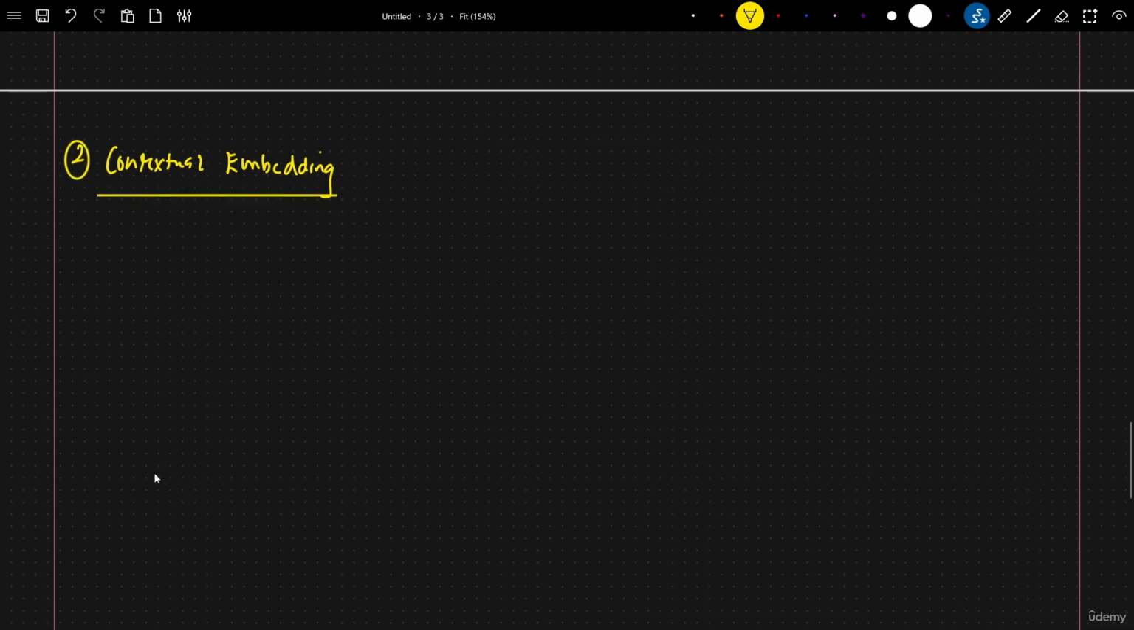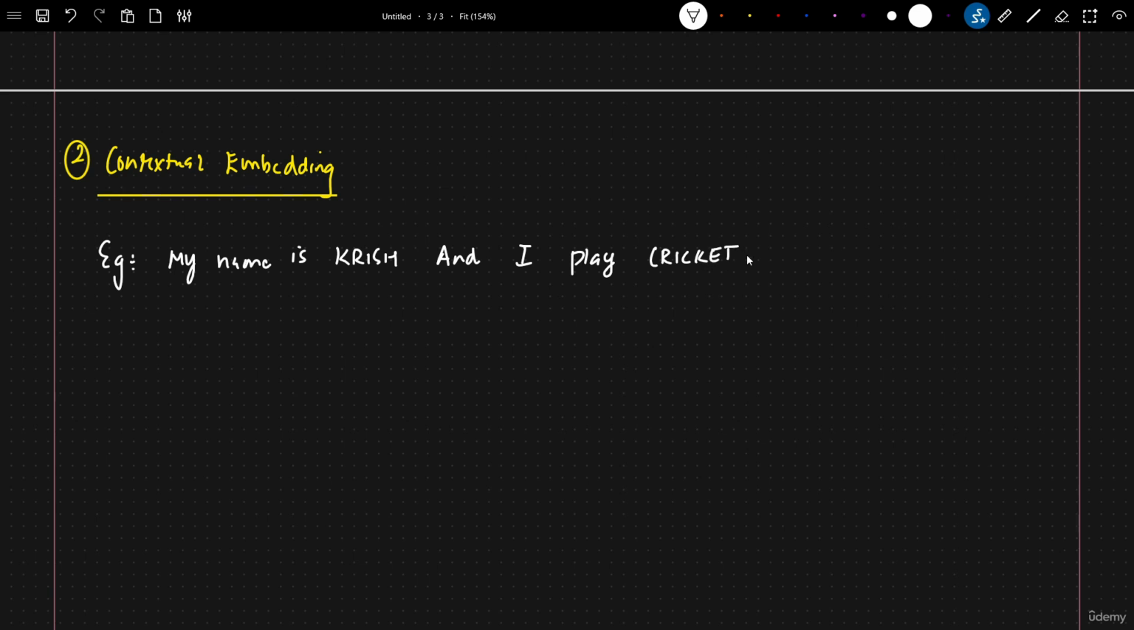Now, with respect to the contextual embedding, let me give you an example in order to make you understand this. Okay. Let's say I have a sentence: "My name is Krish and I play cricket." Now let's say I pass this entire information into my embedding layer.